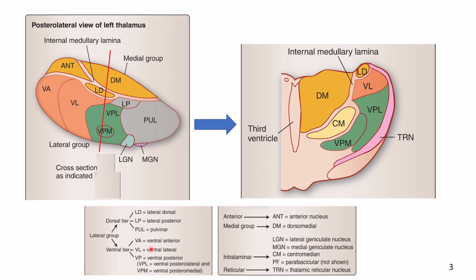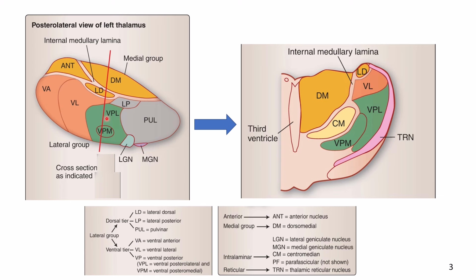And these are the abbreviations. So this is the full name of the abbreviations. This area is the anterior nucleus, and medially this is the dorsomedial group. You also have the geniculate nuclei. This is the lateral geniculate nucleus, and this is the medial geniculate nucleus.